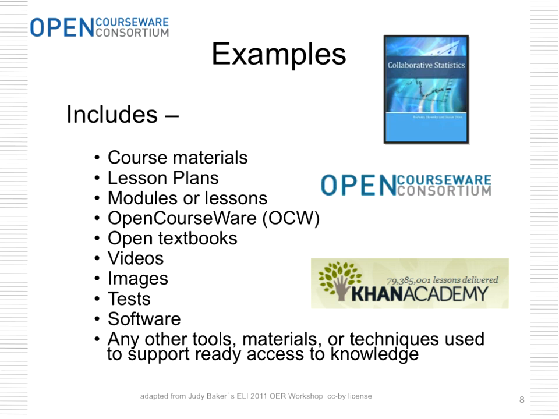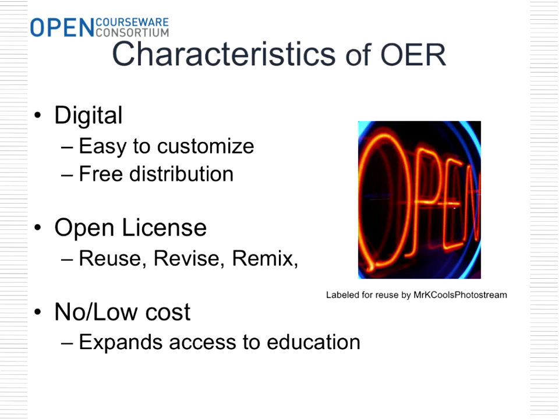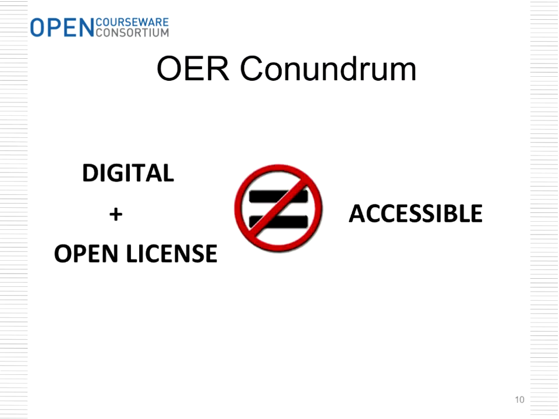So examples of open educational resources really run the gamut from textbooks, open courses, open videos such as the Khan Academy. Really it's any tools, materials, or techniques that are used to support ready access to knowledge. And once again, the characteristics of OER really have a lot of promise for being accessible to learners with disabilities and diverse needs. They start out digital, which makes them easier to customize and free to distribute over the internet. That open license once again allows reuse and revision, so modifications if need be, translations as well, where language differences occur. And the no or low cost really expands access to education, not only for students where affordability is an issue, but for students who may have special needs.